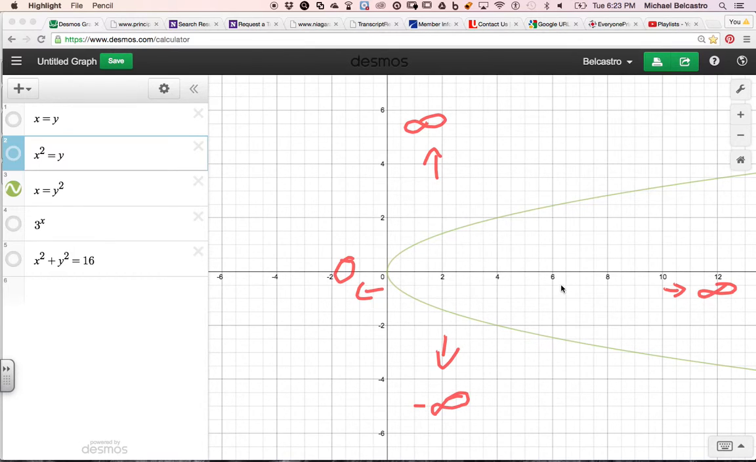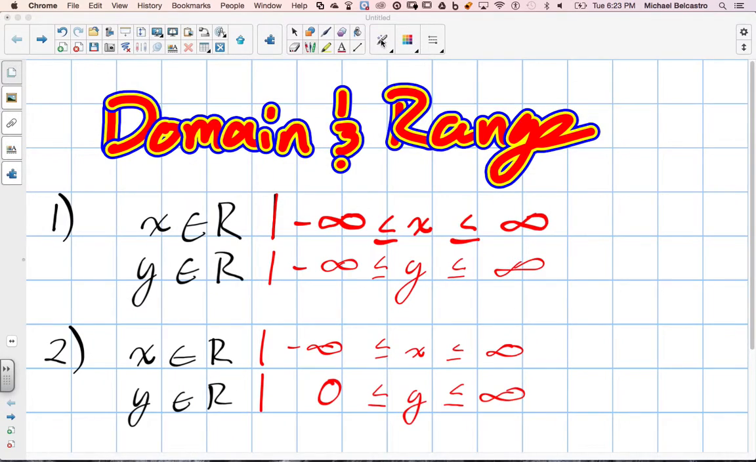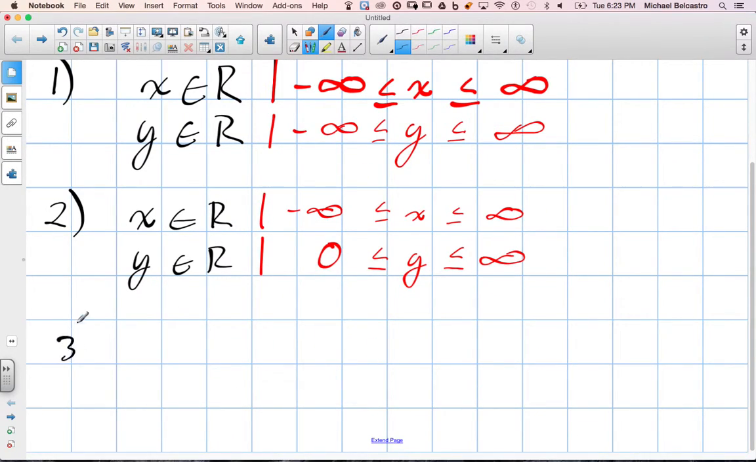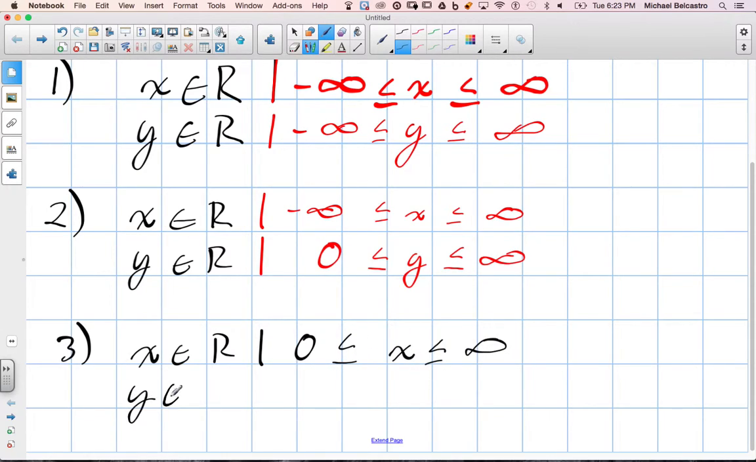Perfect. So now all we have to do is get used to writing it in that special notation. So let's take a look at it very quickly. There was a stopping point on the left at 0, and to the right it went to infinity. And for up and down, there was nothing stopping it. It went all the way down and all the way up.